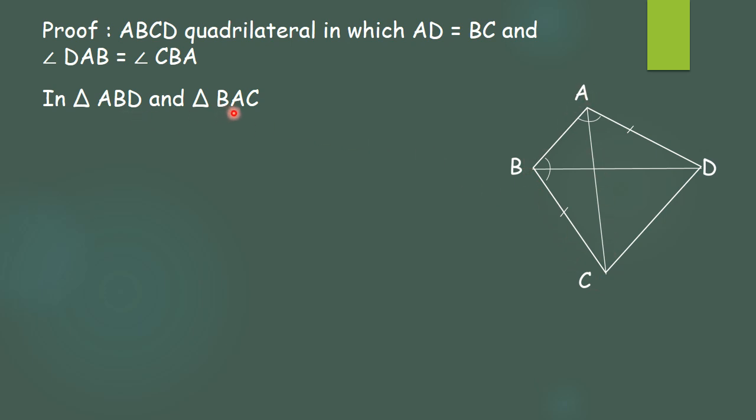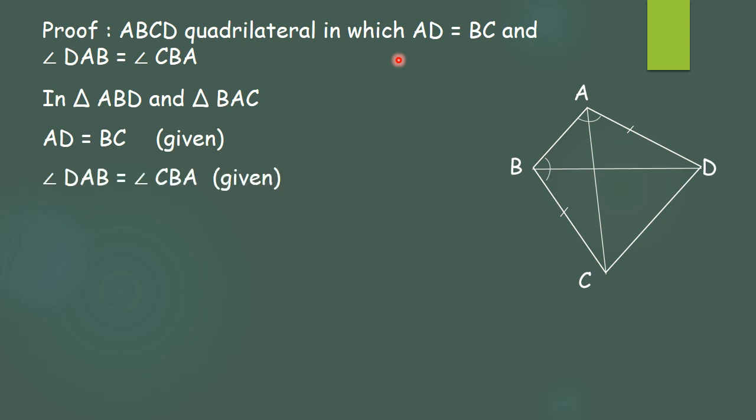Try to prove these two triangles congruent. To prove two triangles congruent, we require three elements. One is given directly, AD and BC, because AD is a side of this triangle, while BC is a side of this triangle. So that is given. Again, one angle is given. So two parts are already given. So first we'll write AD is equal to BC, given. This is also given, angle DAB is equal to angle CBA, that is also given. So we get two parts.